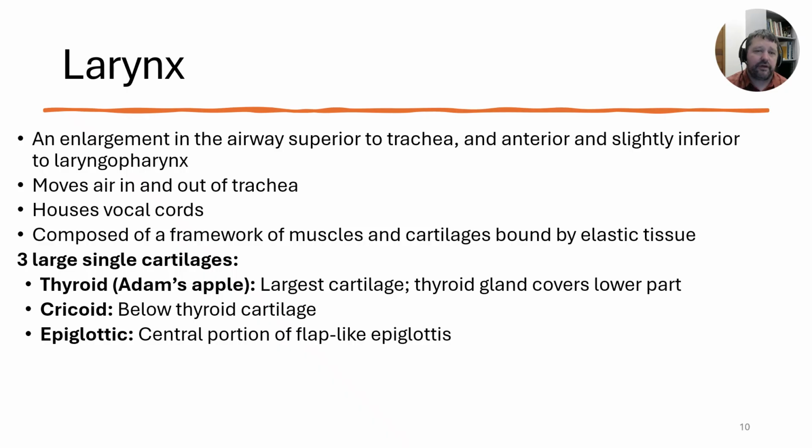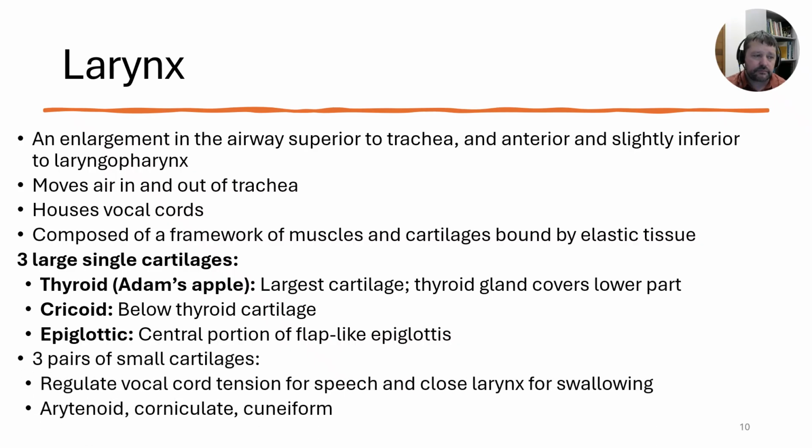Other things like the epiglottic flap are super important to prevent food from going down into the trachea. When you swallow, the epiglottis flap flips down, and we'll show you a diagram here in a second. And then there are three small cartilages, some related to the ability to talk or at least make sounds, so speech related. We'll cover a few of these when we talk about the actual vocal cords.